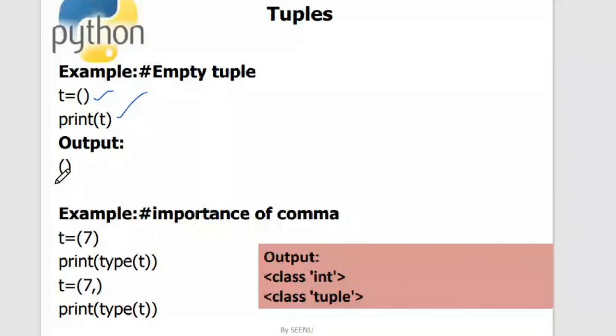Let us look into another very important point. Wherein I said t is equal to (7). Now what will happen is it will just remove the parentheses and assign 7 to t. Okay, 7 is assigned to t over here. When I try to print the type of t, I got that t is of class int. We might think that we have created a tuple, we need to get class tuple, right? But it is showing that it is of class int.